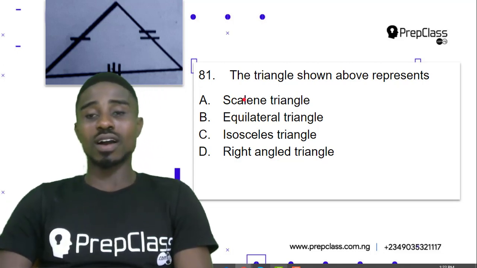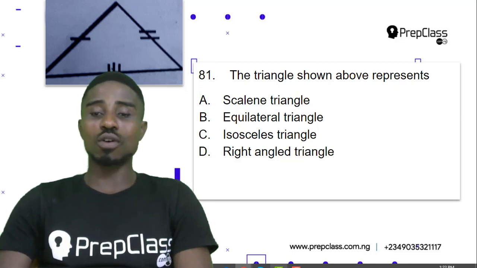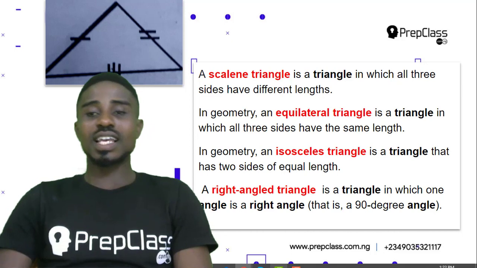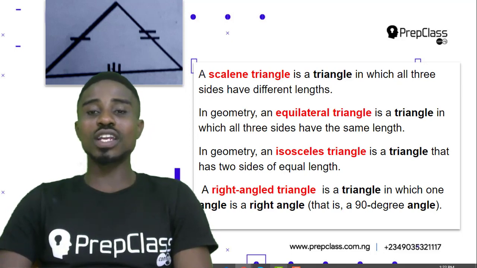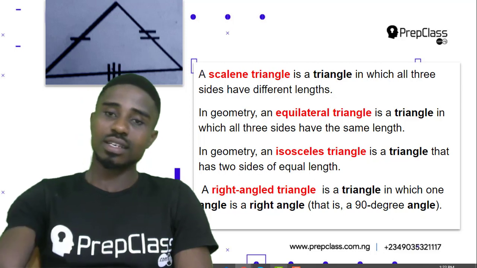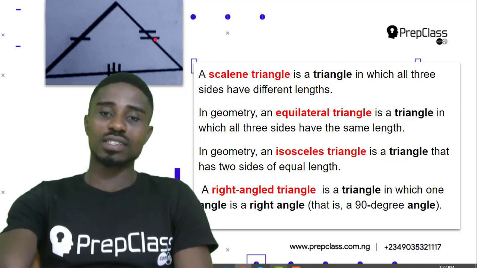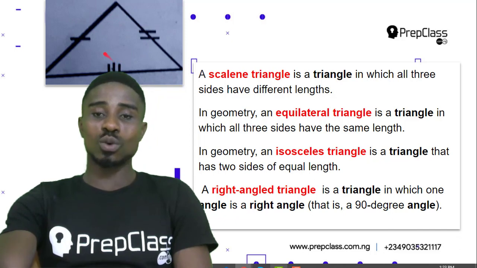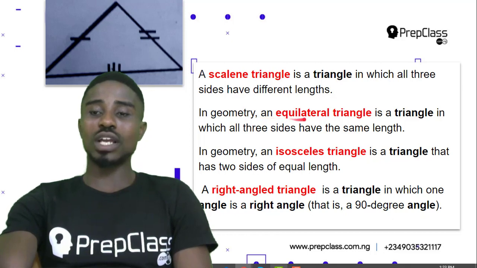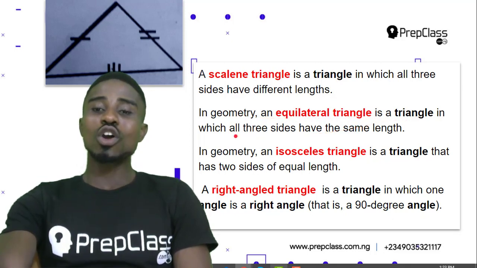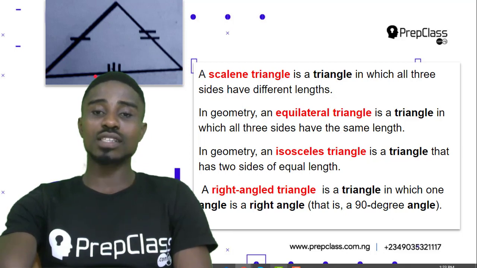But before we look at our correct answer, I'm going to read us this explanation for better understanding and conviction. A scalene triangle is a triangle in which all three sides have different lengths. See, three of them, they have different lengths. They are not equal in size. So this actually is our correct answer. The next one, in geometry, an equilateral triangle is a triangle in which all three sides have the same length. So if it's an equilateral triangle, just as the name implies, all of the three sides will be equal.